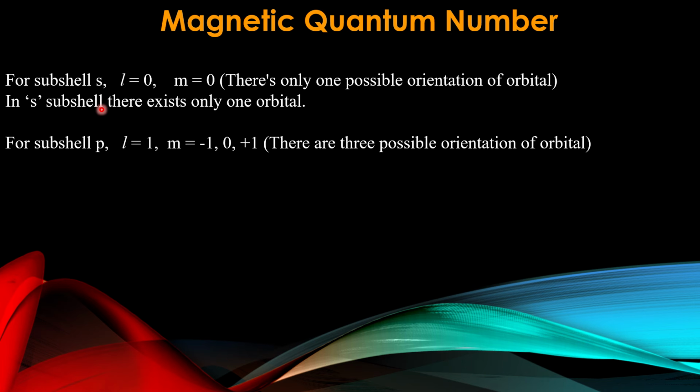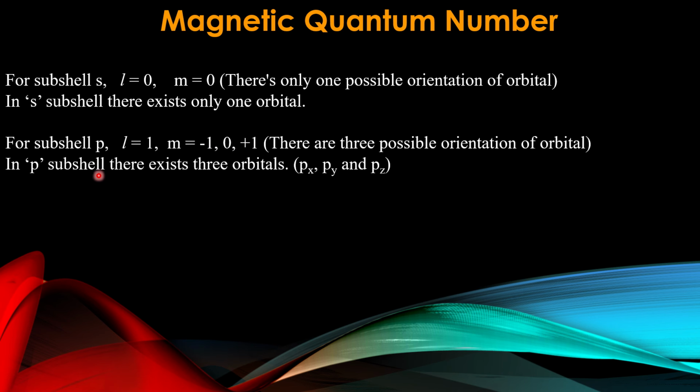Now, when L equals 1, that means for subshell P, I have told that when L equals 1, M equals minus 1, 0, plus 1. That means minus L to plus L. So, there are three possible orientations of orbital, 1, 2, 3. That means in P subshell, there are three orbitals. And these are Px, Py and Pz.